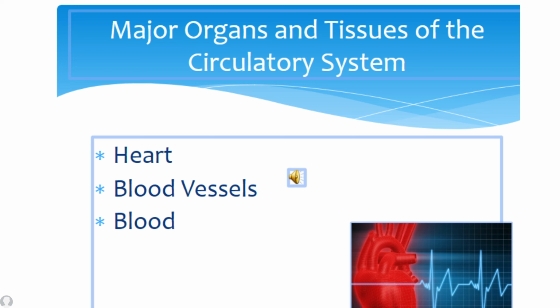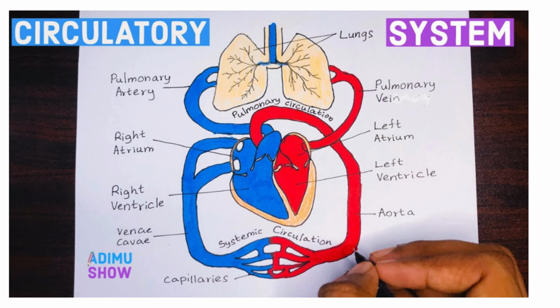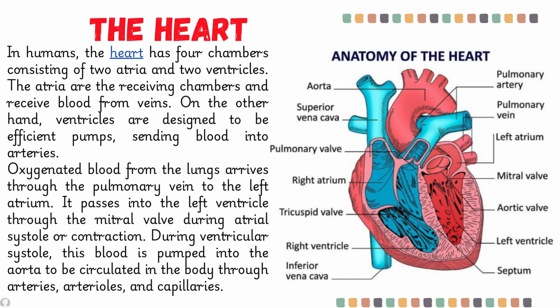So here are the major organs and tissues of the circulatory system. We have the heart, the blood vessels, and the blood. We have here the anatomy of the heart. In humans, the heart has four chambers, consisting of two atria and two ventricles. The atria are the receiving chambers and receive blood from the veins. On the other hand, ventricles are designed to be efficient pumps, sending blood into arteries.